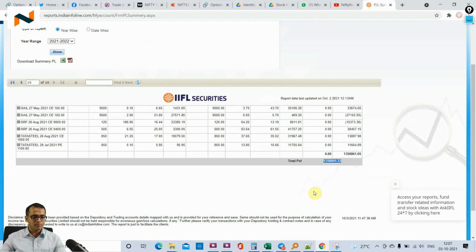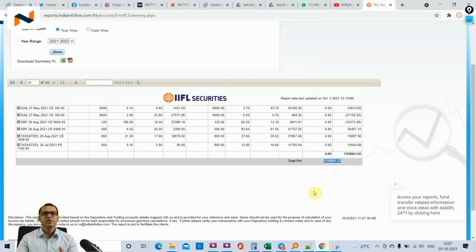So this quarter, you can see I have logged into my account and this is the P&L statement. Here you can see that the profit has gone down from 17 lakh to 13 lakh 50,000, which means that in this quarter, I had a loss of approximately 3.5 lakhs. In this video, I will be telling you why I had a loss and what lessons I actually learned from this loss.